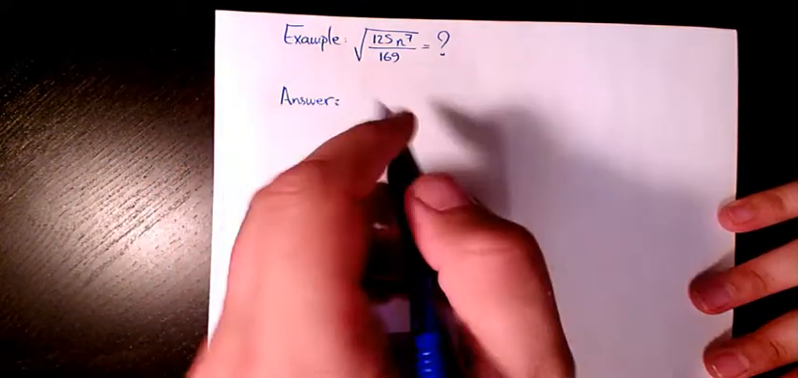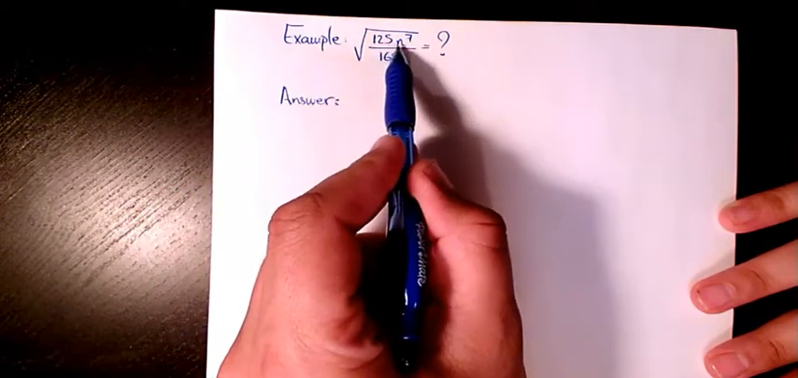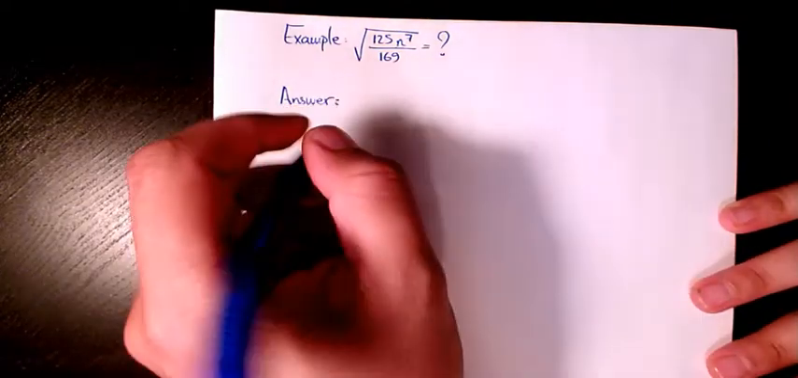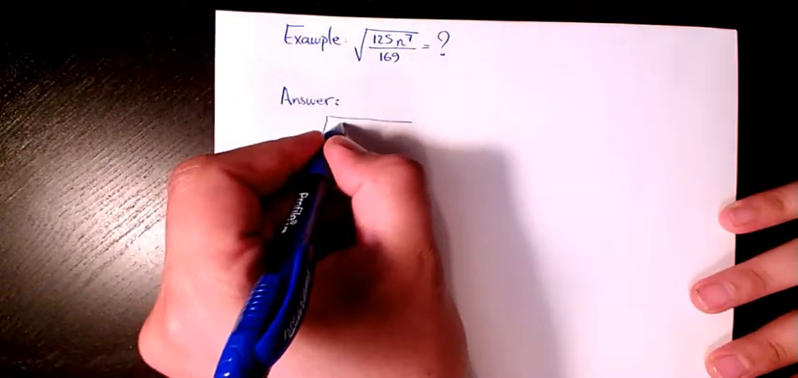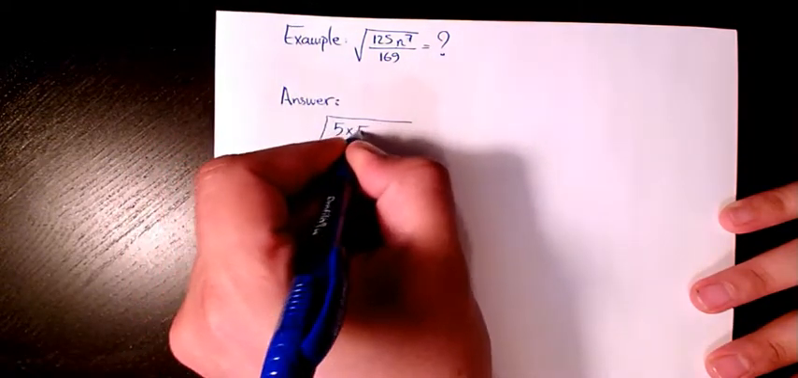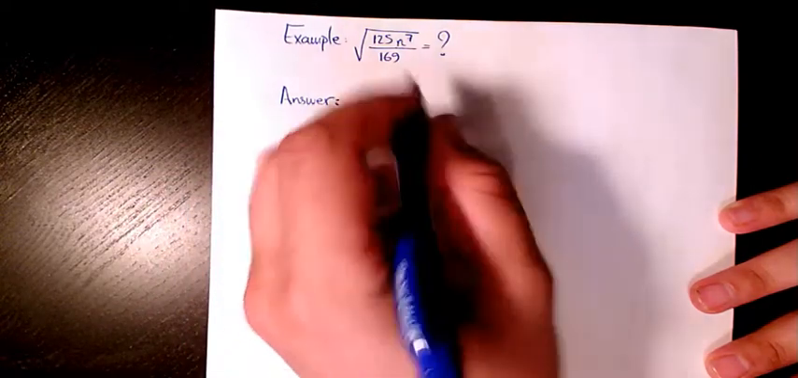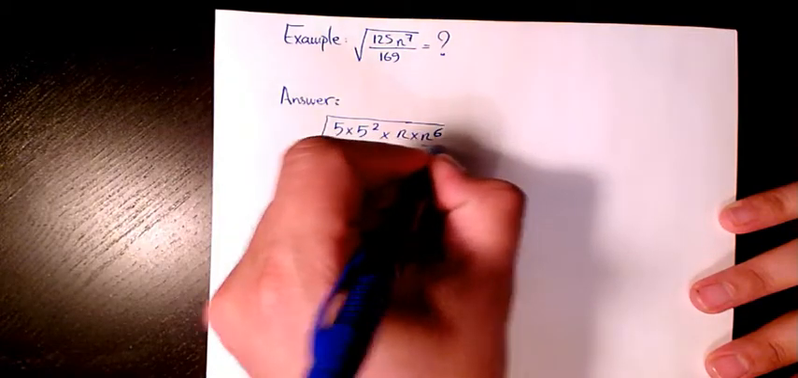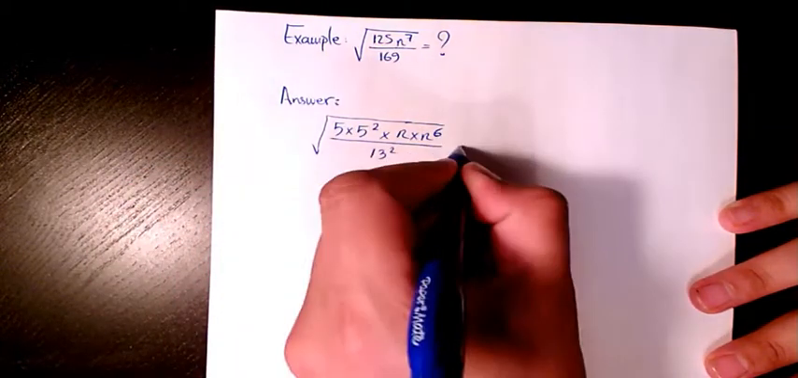Welcome to my channel. In this video I want to show you how to simplify the square root of 125n^7 divided by 169. So the answer is: 125 is 5 times 5 squared, or 5 times 25. n to the power of 7 is n times n to the power of 6. And 169 is 13 squared.